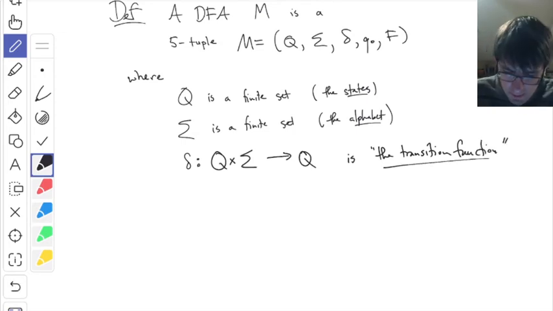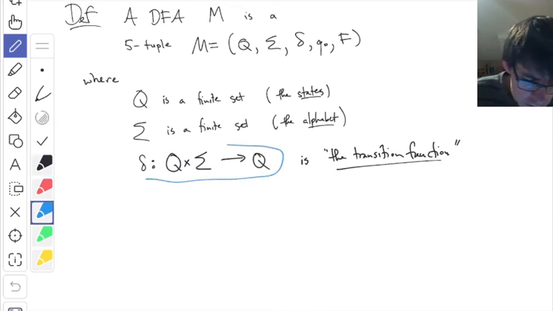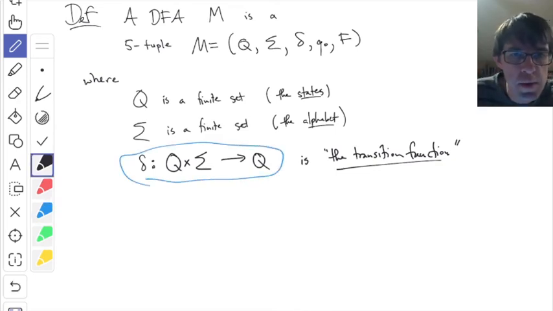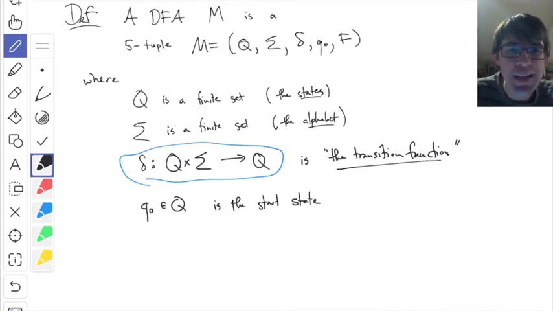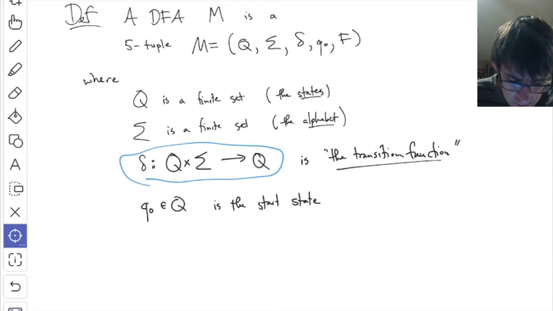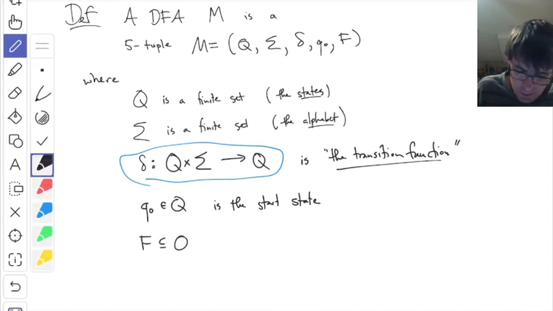What you see here, that notation, is a little fancy. Let me just say the rest of this, and then I'll go back and try to explain it. The rest of this is simple. Q0 is an element of Q, and this is the starting state. Remember, every DFA has one unique starting state. Q is the set of states, and so this thing here is an element of Q. It's one of the states, all right? And then F is the set of accepting states. This is a subset of Q.